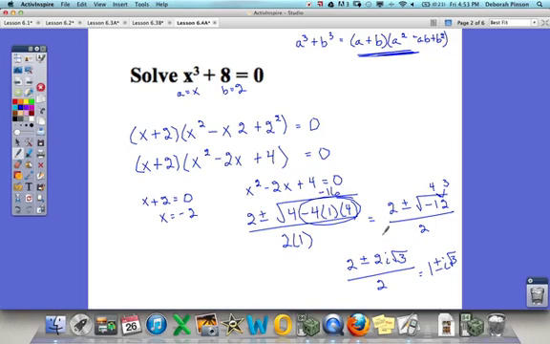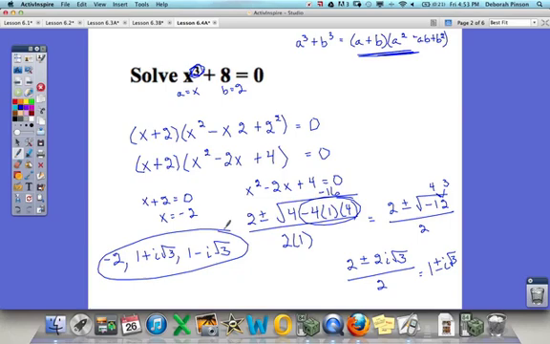Okay, now here are my 3 total answers. I've got negative 2, 1 plus i root 3, and 1 minus i root 3. Okay, so you may need to use the perfect cube factoring. You need to look back in your notes. They're in chapter 5 somewhere. I can't remember exactly which section.